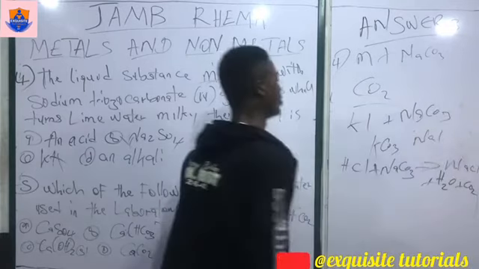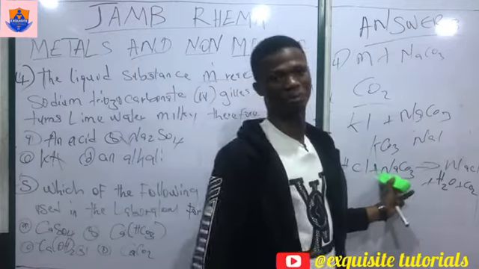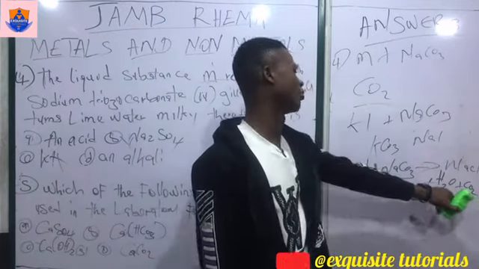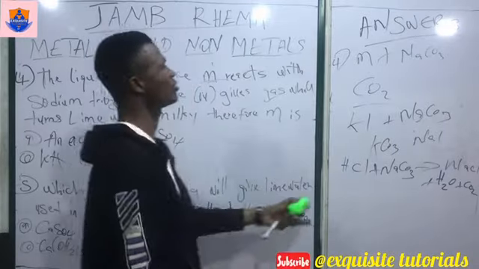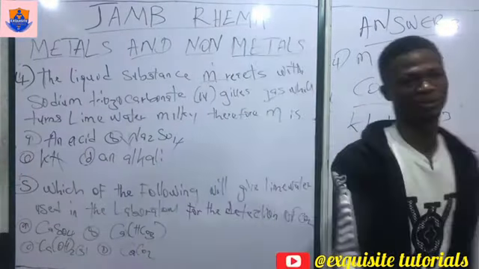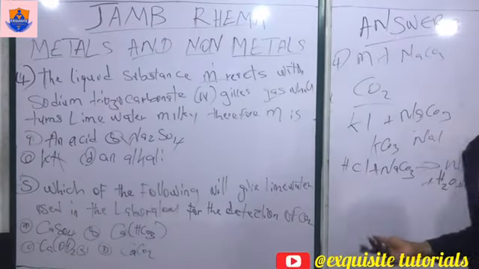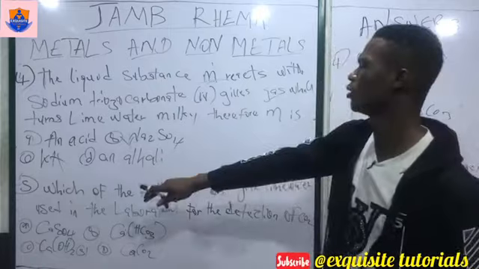So definitely when you react dilute acid with sodium trioxocarbonate 4, it liberates carbon 4 oxide, which in turn turns lime water milky. So once you see all this question, just close your eyes, look at the options and click it. It's as simple as that. Okay, now let's proceed. Number 5.